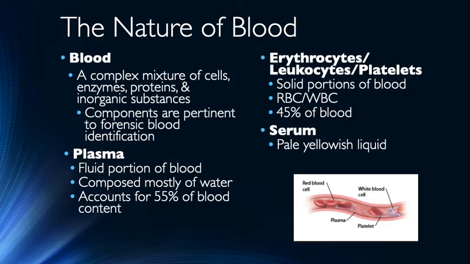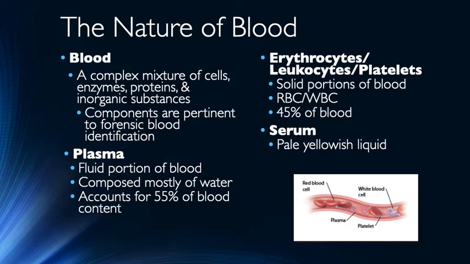First off, it's composed of plasma, which is our fluid portion of the blood. It's mostly water, but it accounts for 55% of the content of blood. Next are the erythrocytes and the leukocytes, which are part of the solid portions of the blood. They include the red blood cells or RBCs and the white blood cells or WBCs, and they account for 45% of the blood. And then the last is what it's all floating in, which we refer to as serum, the pale yellowish liquid that oozes first when you scrape yourself, before it starts to bleed.